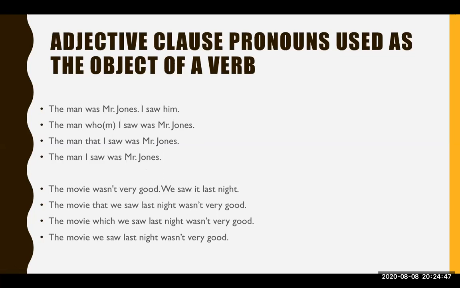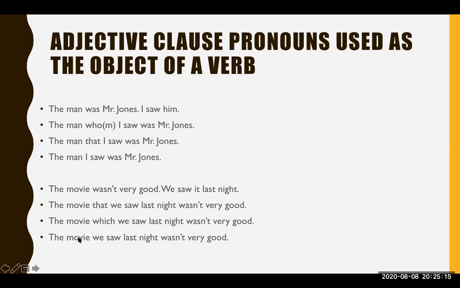The movie was not very good. We saw it. So it is object here. We talk about the movie in the second part of the sentence. Here, the second part, it's in the object position. We saw it last night. So because movie is a thing, we don't use who or whom, we use which. The movie that we saw last night wasn't very good. The movie which we saw last night wasn't very good. Or the movie we saw last night wasn't very good.